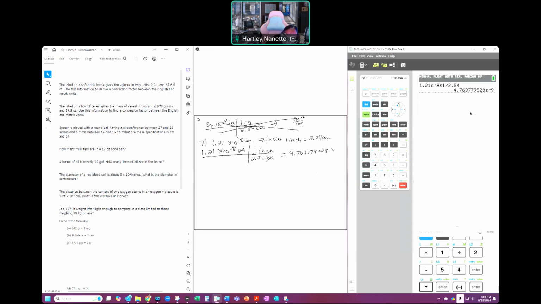4.763779528 times 10 to the minus 9th, and that's inches. Now I know it doesn't have that kind of accuracy. The 2.54 does not determine how many sig figs I should have, but the 1.21 does. They're the same, so I end up with 3 sig figs, which gives me 4.76. The 3 is below 5, so I just drop all the rest, and that's 4.76 times 10 to the negative 9th inches.